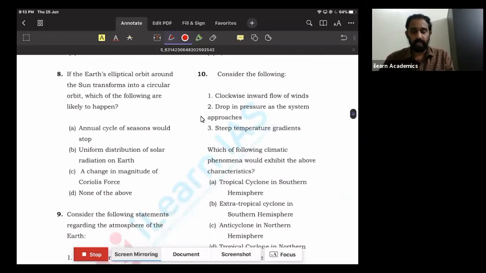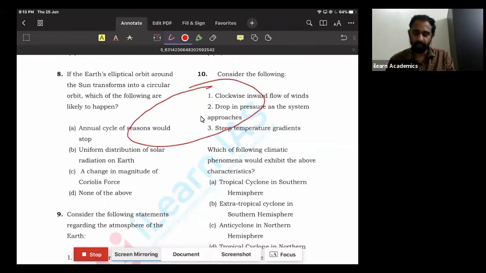Now, question number 8. If the Earth's elliptical orbit around the Sun transforms into a circular orbit, which of the following are likely to happen? So we know that the Earth revolves around the Sun in an elliptical orbit. So at one position, the Earth is slightly closer to the Sun, and at one position, Earth is slightly away from the Sun. This is called perihelion position, and this is called aphelion position.